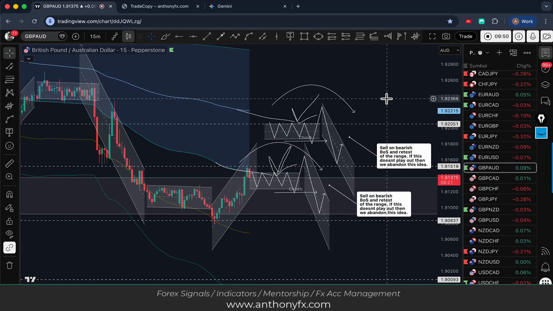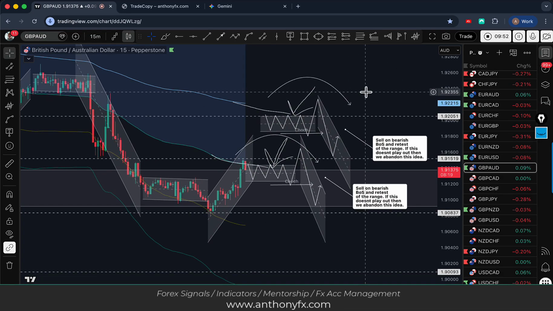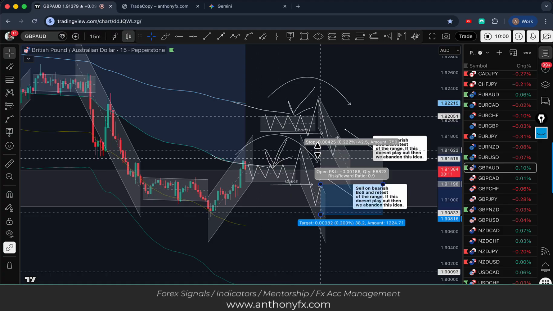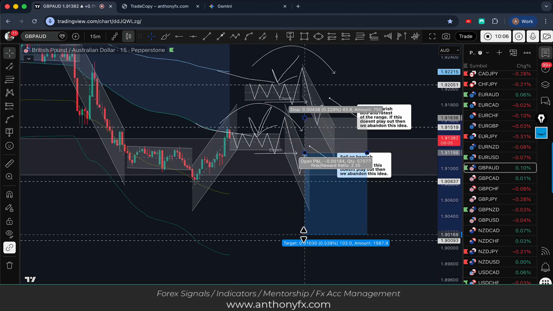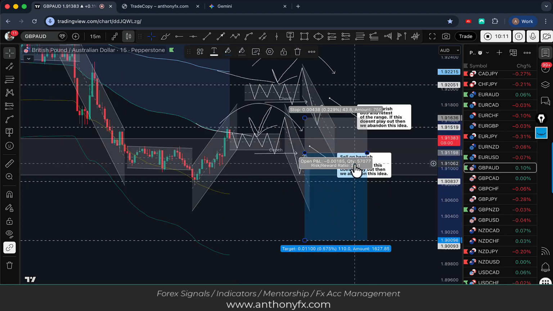All right. Now, I mean, if it turns around here, that'd be awesome. Stop loss, look, short position on the pullback retest of the range here. Stop loss just above, maybe at the high. And you've got a target down here. That's 2.5 R right there.